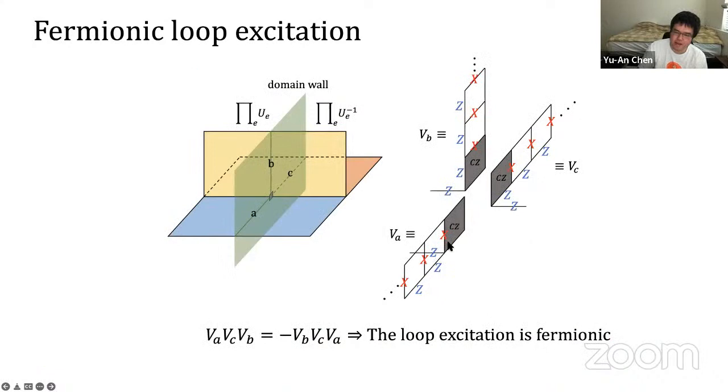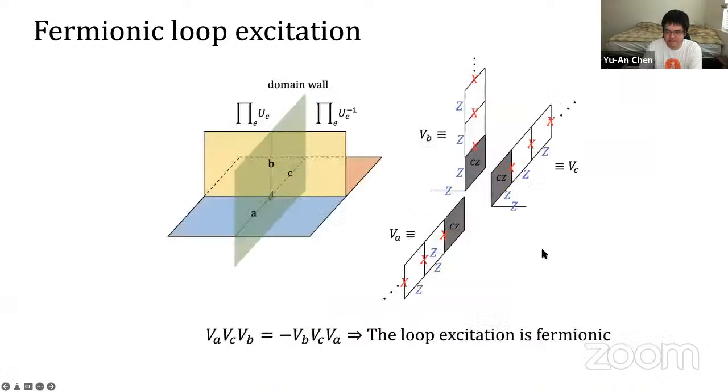So we can verify this, I call it VA, VB, VC. When we go through the T-junction process, this gives you a minus sign, which means on the domain wall, it holds the fermion hopping during this part.